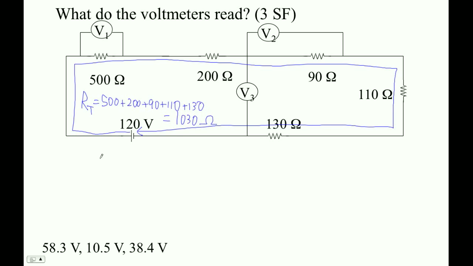Now we can figure out the one current. I is V over R, is 120 volts divided by 1,030 ohms. Okay, so 120 divided by 1,030. I'm going to store that in I. This is 0.1165 amps.